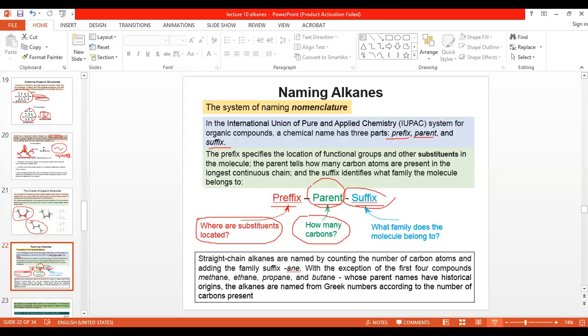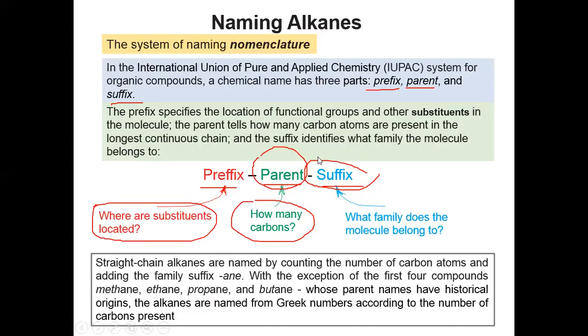Okay, so just to continue. We have prefix, parent, and suffix. I didn't say anything about suffix yet. The suffix shows what family this molecule belongs to. For example, if we are talking about alkanes, then the suffix in alkanes is "ane." That's the important part, okay?